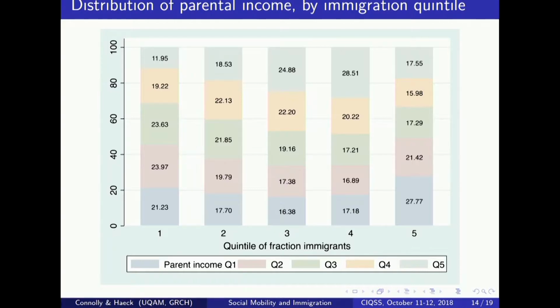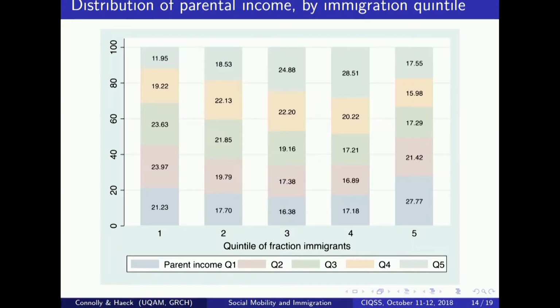So here on the x-axis, bar 1 is the places where there are the fewest immigrants, and then a little bit more up to the most immigrants. So I'm going to spend some time comparing 1 and 5. And what I have on this graph is the distribution of parental income.